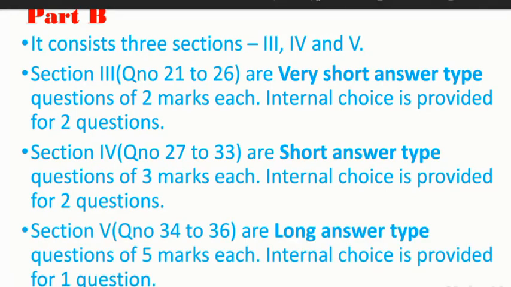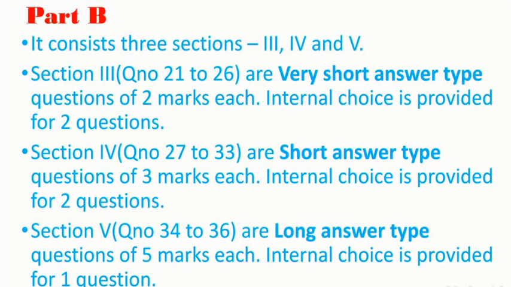Section 5. Question number 34 to question number 36, means 3 questions, which are called long answer type questions. Each carries 5 marks. Means 3 questions are given in section 5, each carrying 5 marks. So 15 marks you will get from section 5. Internal choice is provided for any one question. From those 3, for any one question they will give a choice. This is about part B. So we have seen part A and part B, and how the sections are.